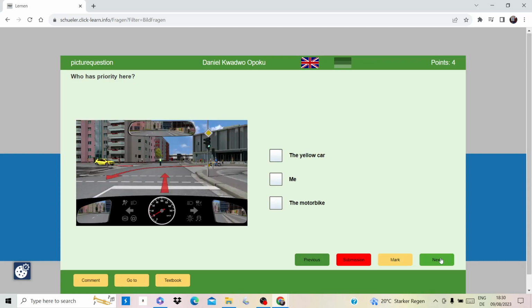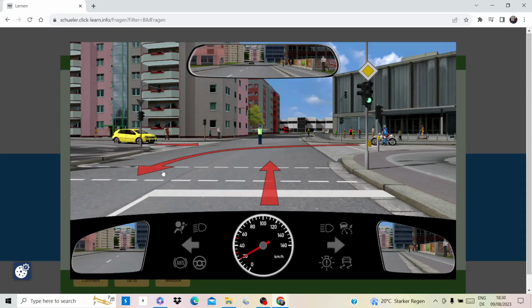Okay. Who has priority? Let's look at the situation. Who has priority? Look at this. We are on a priority road because of this symbol, as I always explain or inform you about. This symbol shows that we are on a priority road.